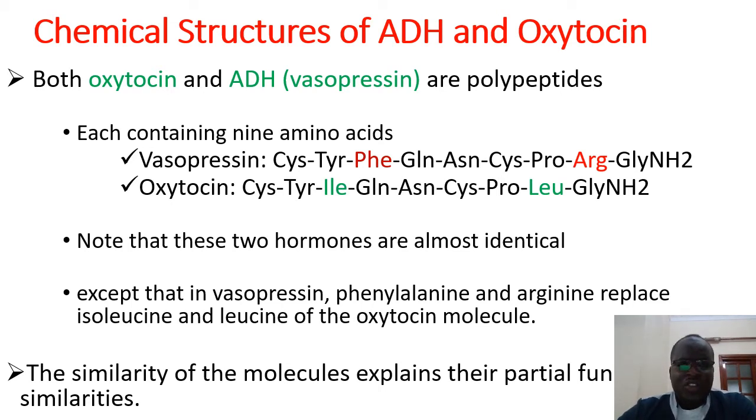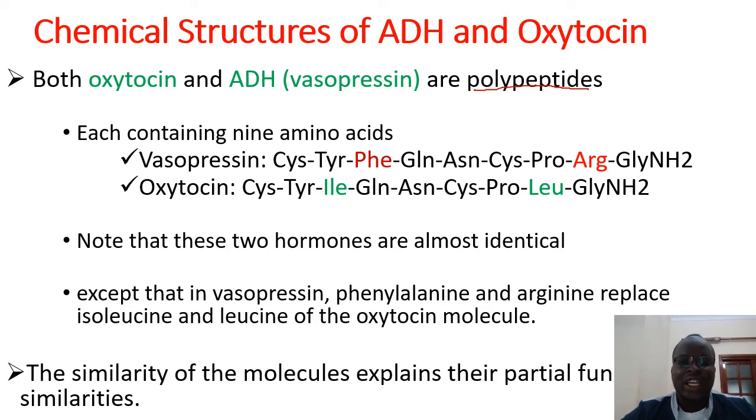A bit on the chemical structure of ADH and oxytocin. Both oxytocin and ADH, vasopressin, are polypeptides. For them to be polypeptides, they need to have a sequence of amino acids that is less than 100 amino acids. So those peptide chains should contain less than 100 amino acids for them to be polypeptides. So they qualify to be peptides. They are not protein hormones, but they are polypeptide hormones because they have a sequence of less than 100 amino acids.